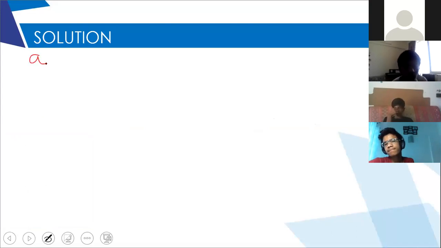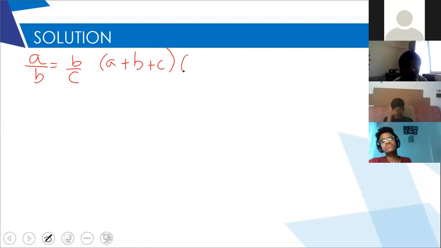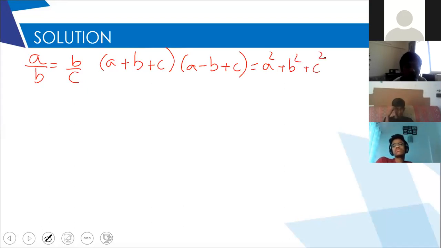It was A upon B is equal to B upon C. It was given that, and you had to prove A plus B plus C in one bracket, and another bracket was A minus B plus C, equals A square plus B square plus C square. So this was the question I was doing. I will tell you again.